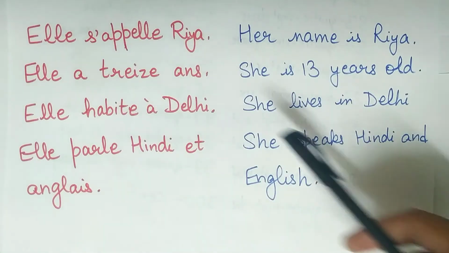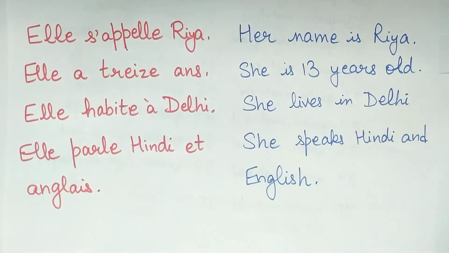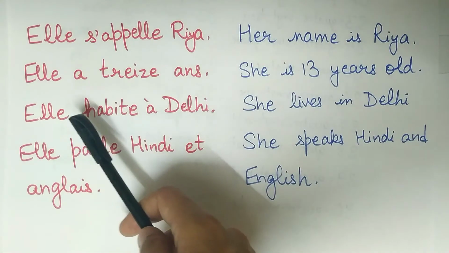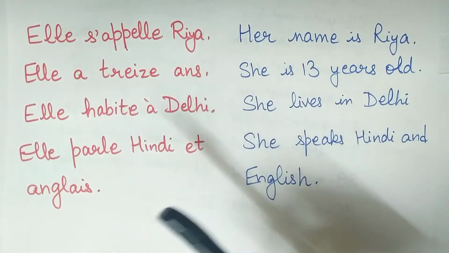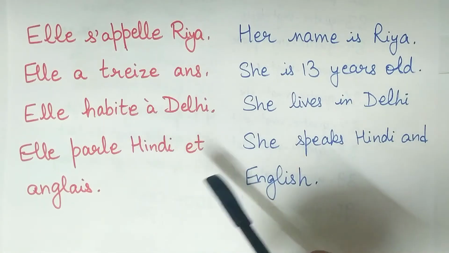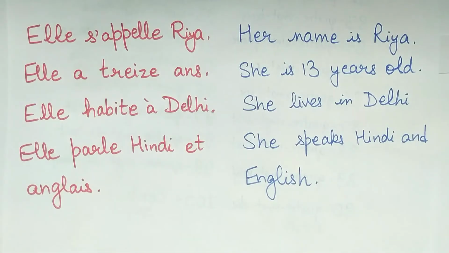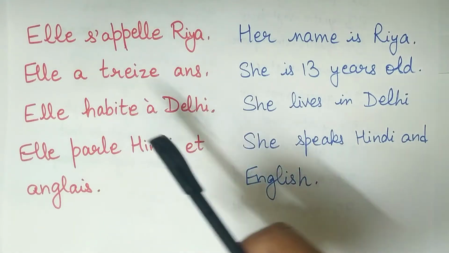Here we are using numbers to tell the age, and 13, if you remember, means 13. Elle habite à Delhi. She lives in Delhi. Elle parle hindi et anglais. She speaks Hindi and English.